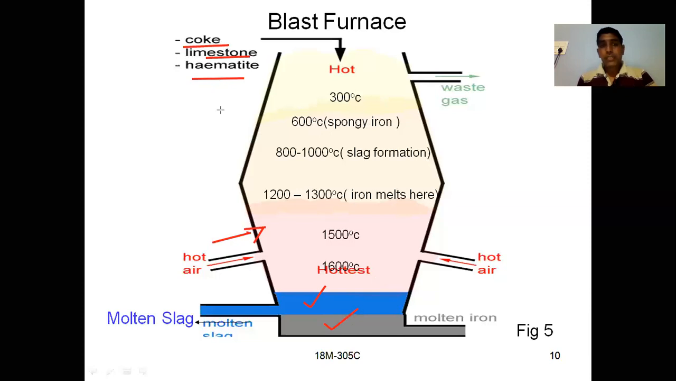When you lay the charge layer by layer in the blast furnace and send hot air, you will get some chemical reactions here. By these chemical reactions, at the end you will get molten pig iron and molten slag. This molten slag can be removed from this hole, and from here you will remove the pig iron. In this way the pig iron is made from the blast furnace.